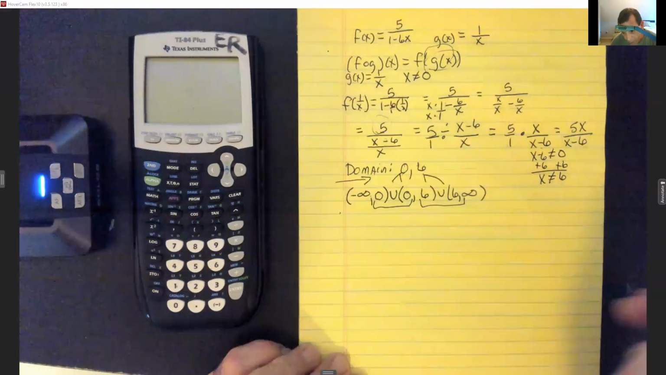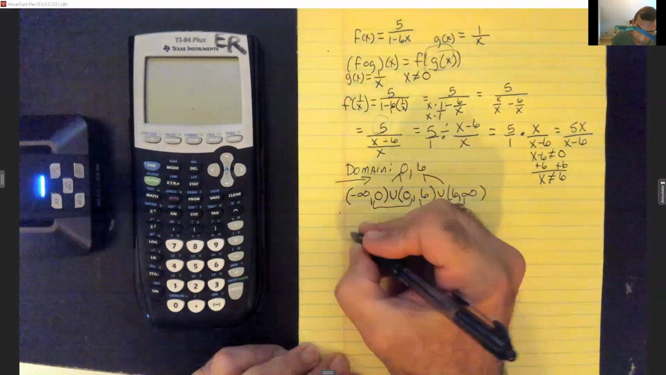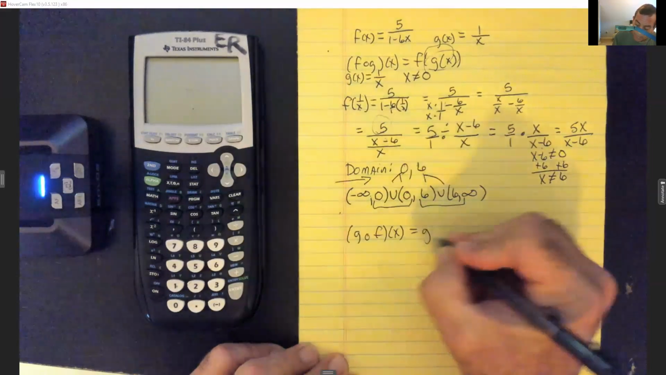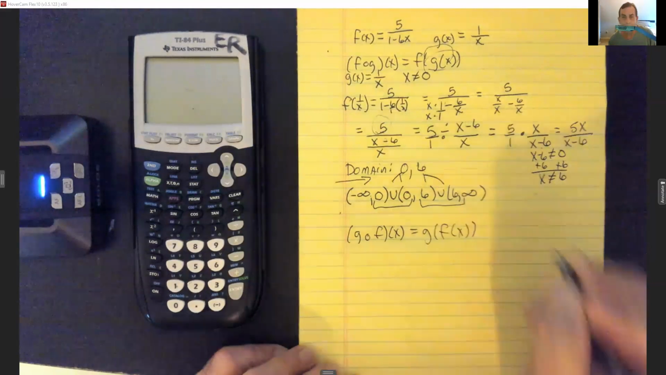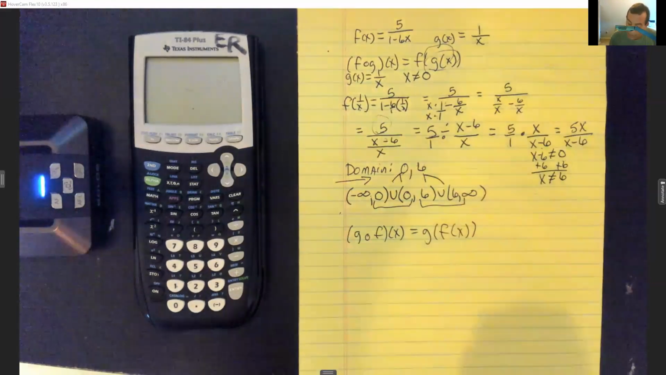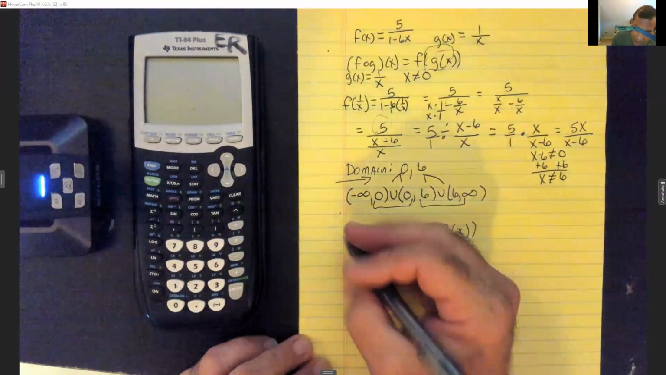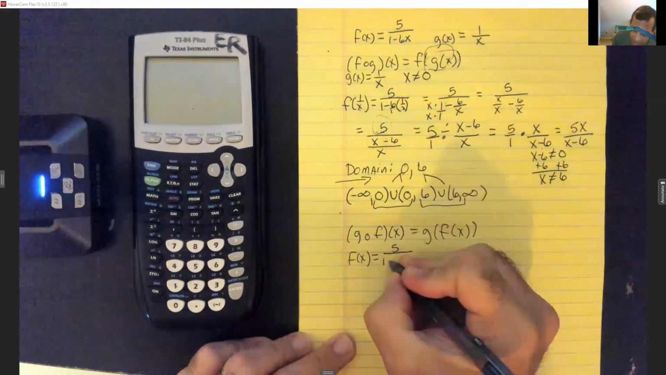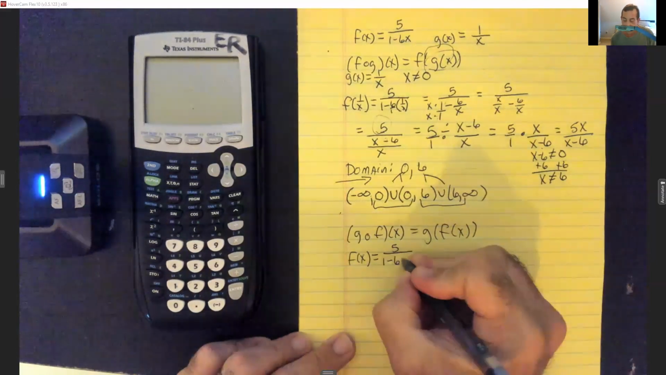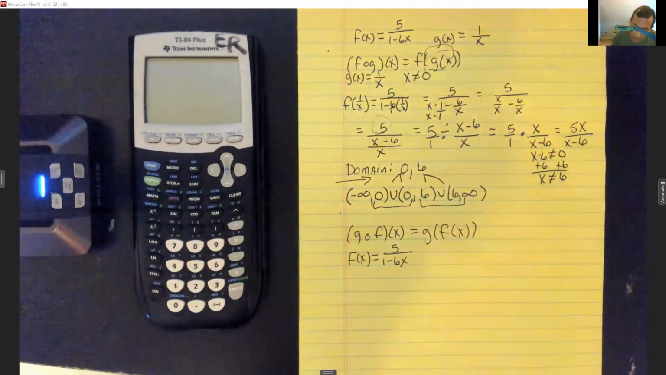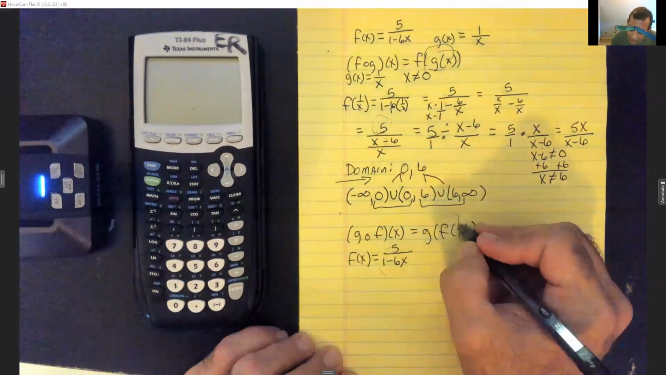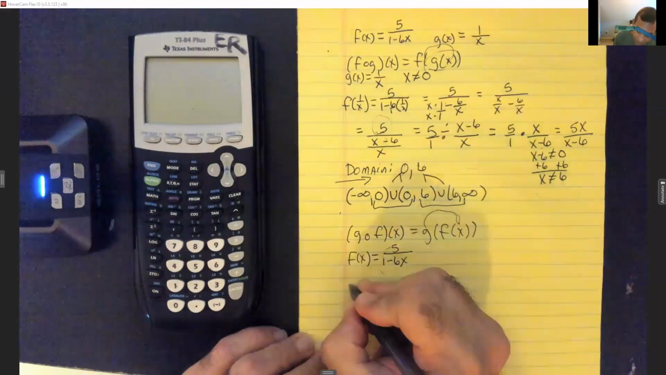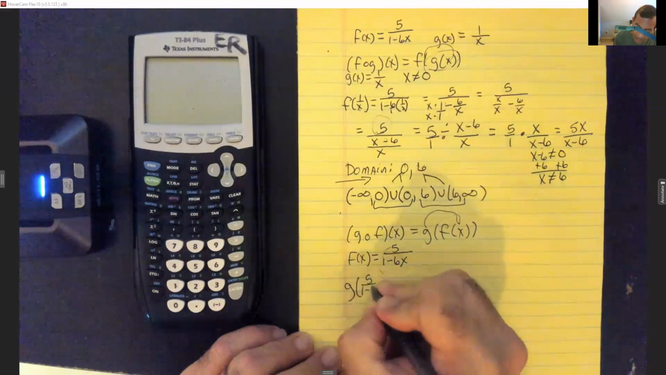All right, that was f of g. How about g of f of x? First, we got to do f of x. So let's see. f of x equaled 5 over 1 minus 6x. Cannot do nothing to that. So this whole thing is going to be f of x, and we got to put it into the g. So we're going to find g of 5 divided by 1 minus 6x.